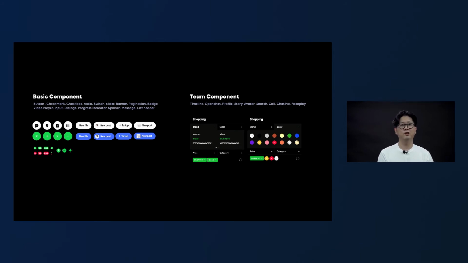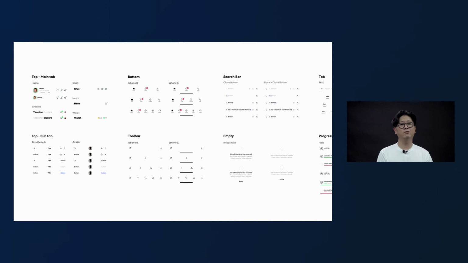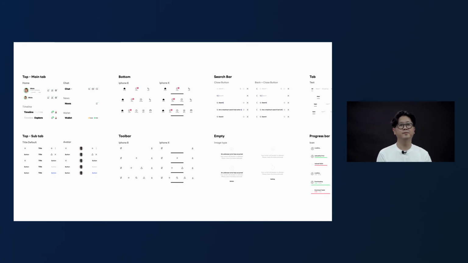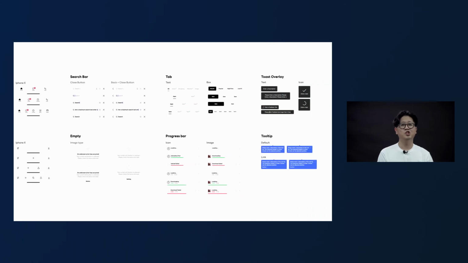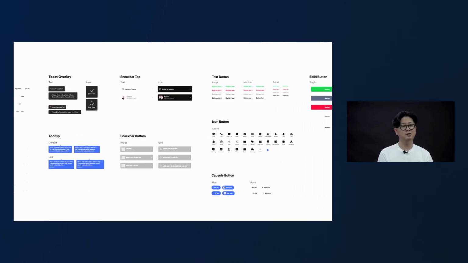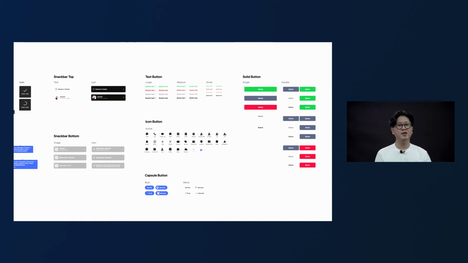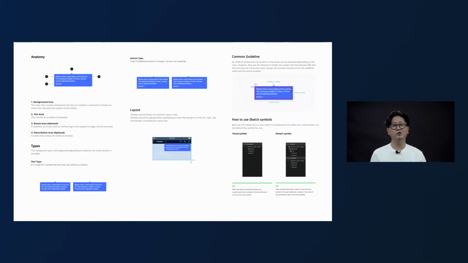The component for LDSM includes basic component and team component. Basic components are the basic UI elements, and team components include components that are for Line Call or Timeline or Line Search, so it is only for some specific services in Line. This is a part of the basic components. Top header, GNB, empty page, button, icon, tab, pagination are the ones with the basic UI elements.